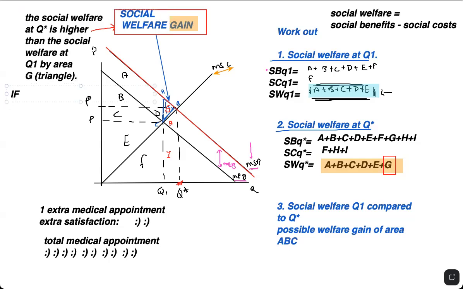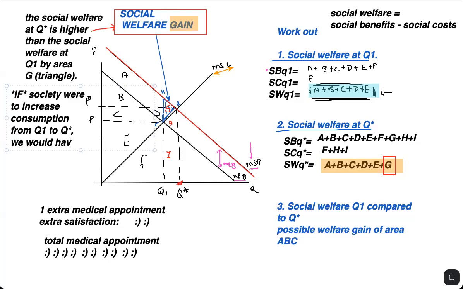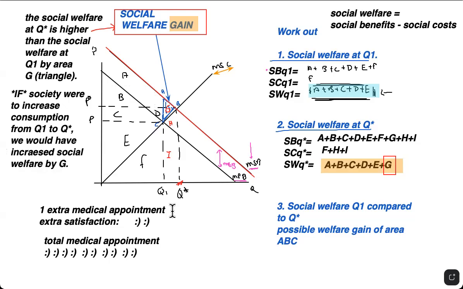That means that, this is hypothetical, we won't get there in a selfish world, but if society were to increase consumption of healthcare from Q1 to Q star, we would have increased social welfare by area G. Some people would argue this is more allocatively efficient. So the question, is it really?